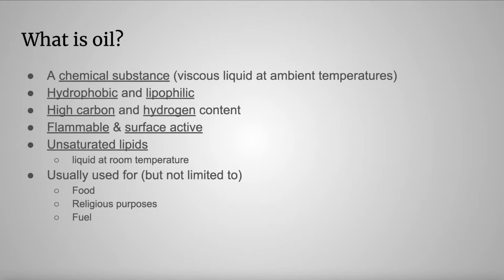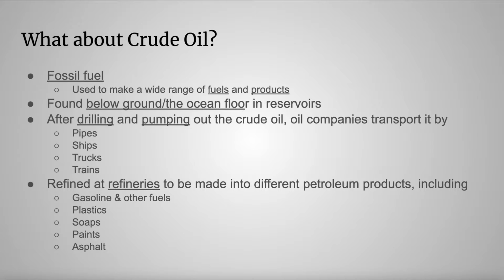Oil is a chemical substance that is a viscous liquid at ambient temperatures and is both hydrophobic and lipophilic. Oils have a high carbon and hydrogen content and are usually flammable and surface active. Most oils are unsaturated lipids that are liquid at room temperature. It is usually used for food, religious purposes, or fuel, amongst other things. Now, what about crude oil?